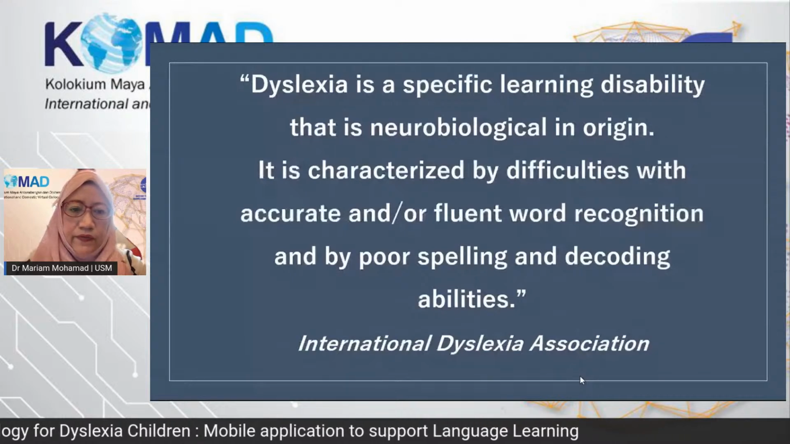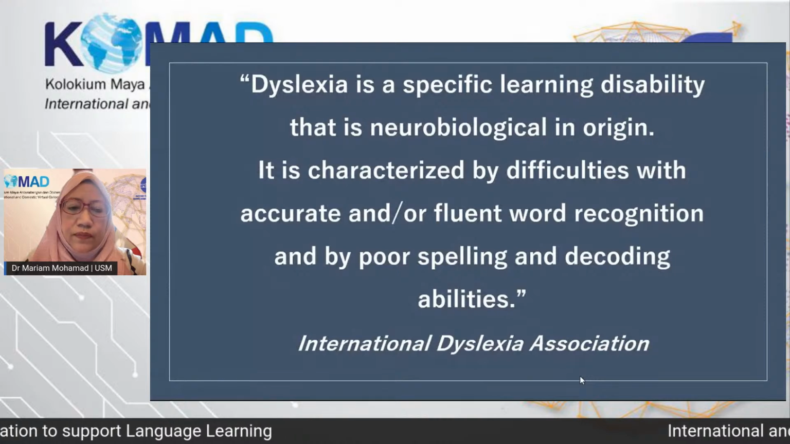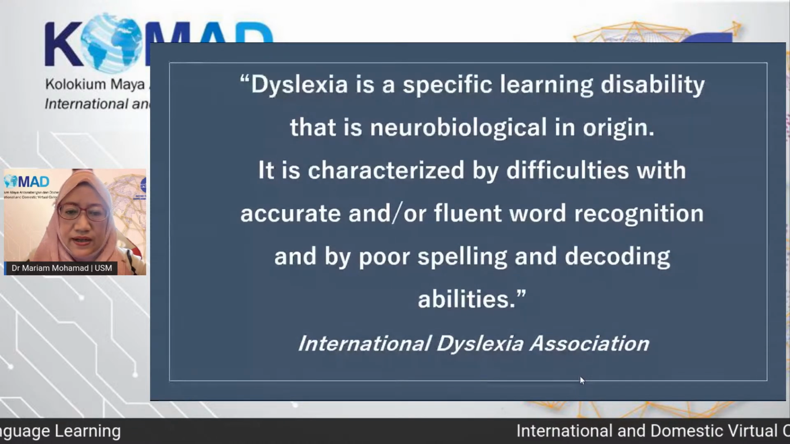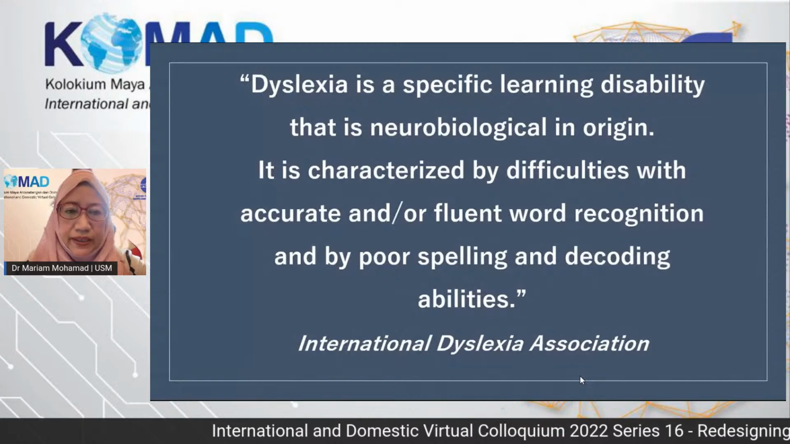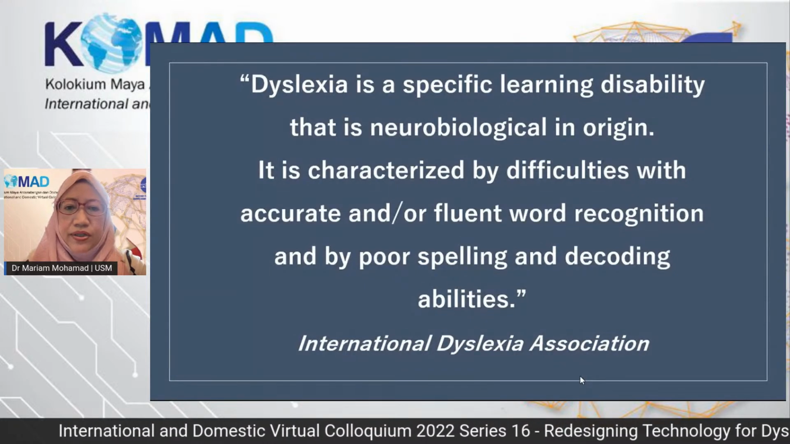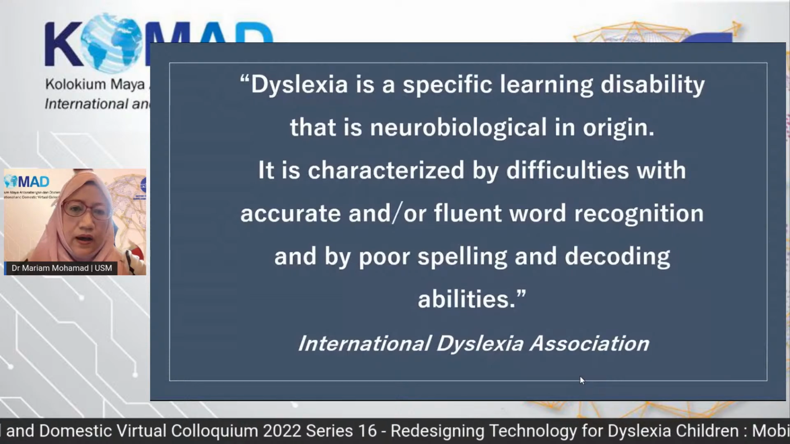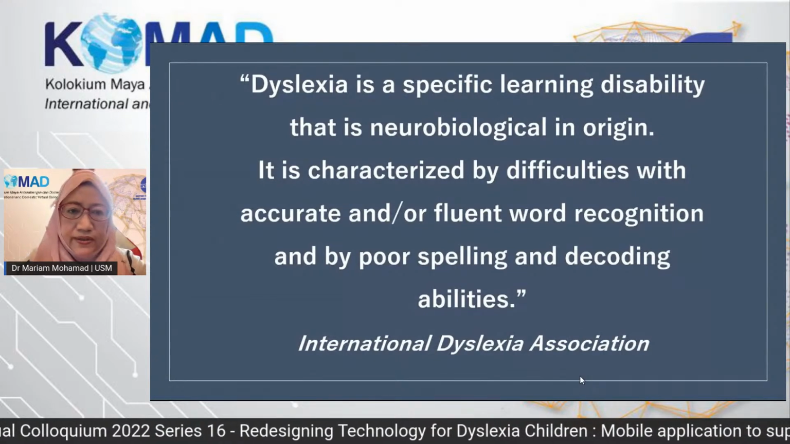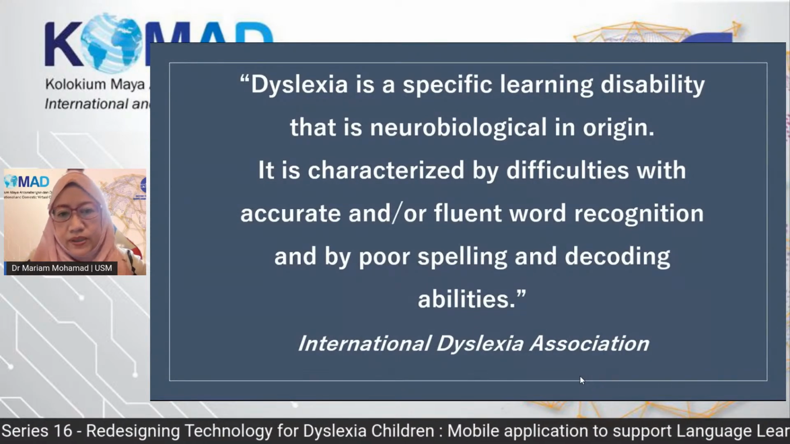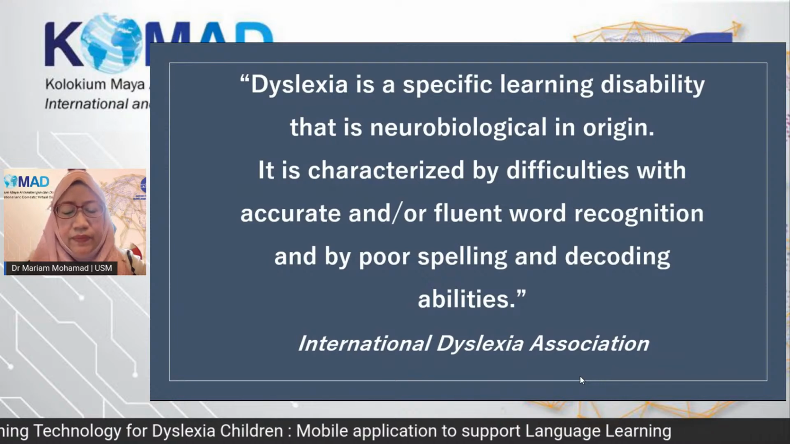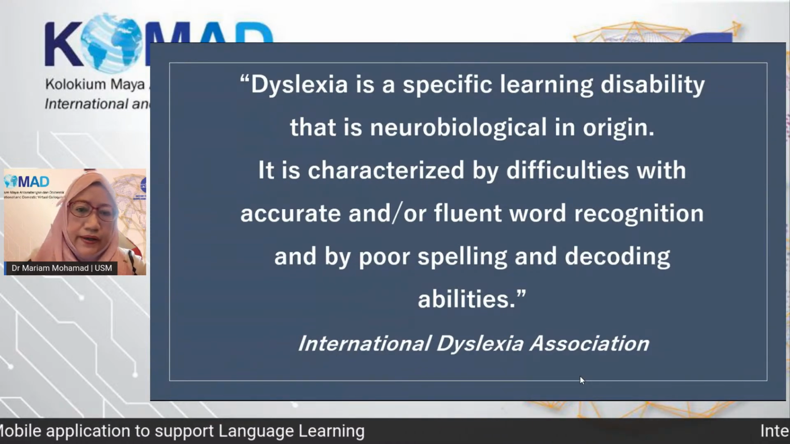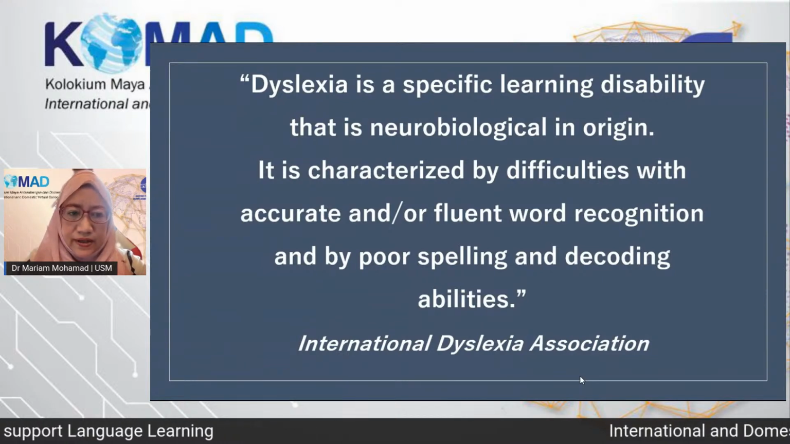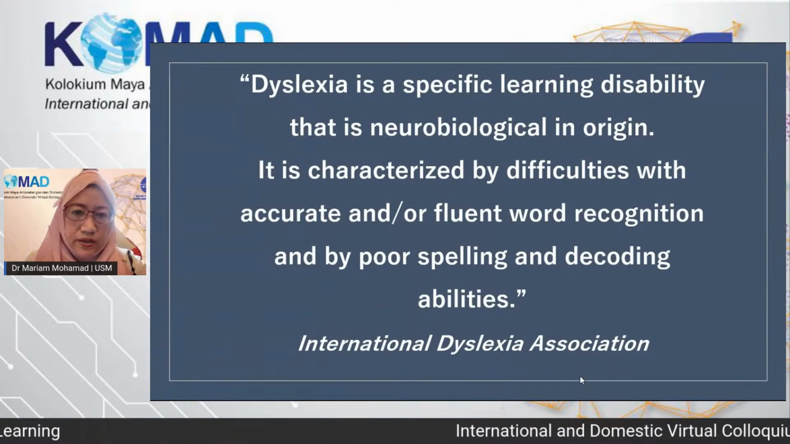Before I proceed, I would like to add more about the definition of dyslexia, even though it has been introduced by our moderator just now. According to the International Dyslexia Association, dyslexia is a specific learning disability that is neurobiological in origin, meaning that those who have dyslexia, for example the dyslexic children, might have ancestors or maybe their great-great-grandparents who have dyslexia as well. So it runs in your family.